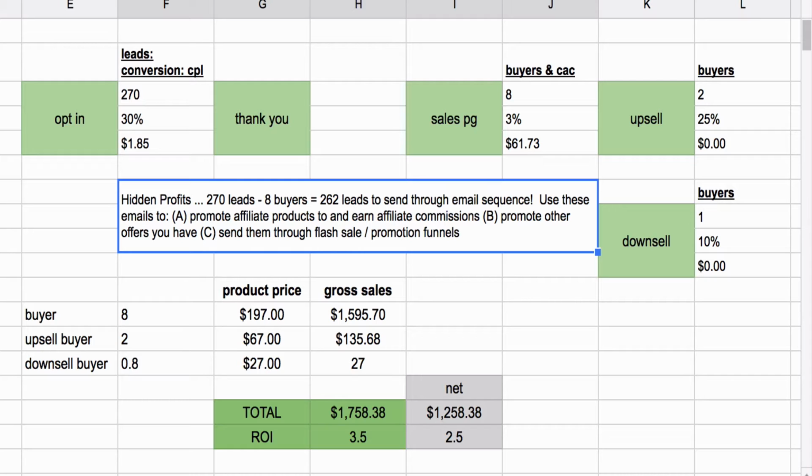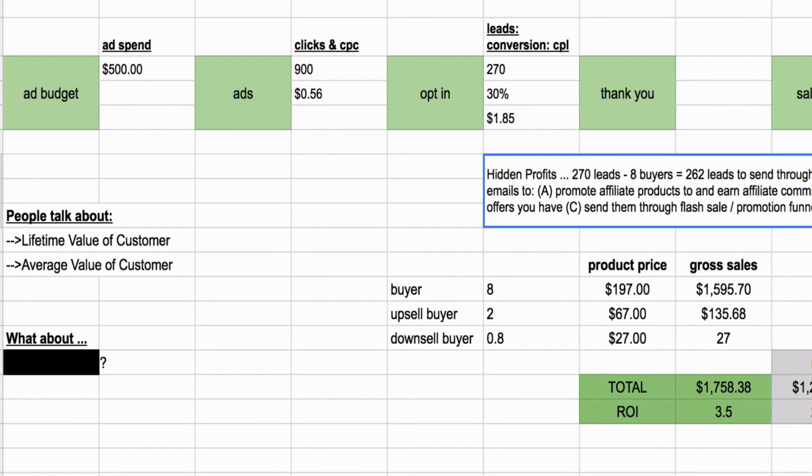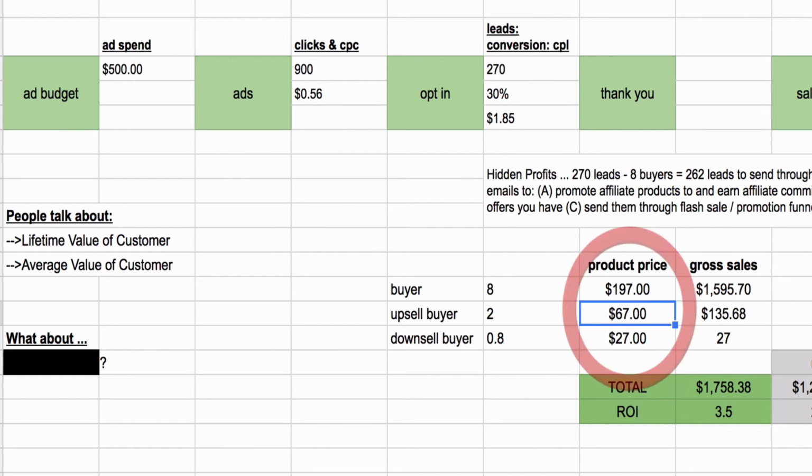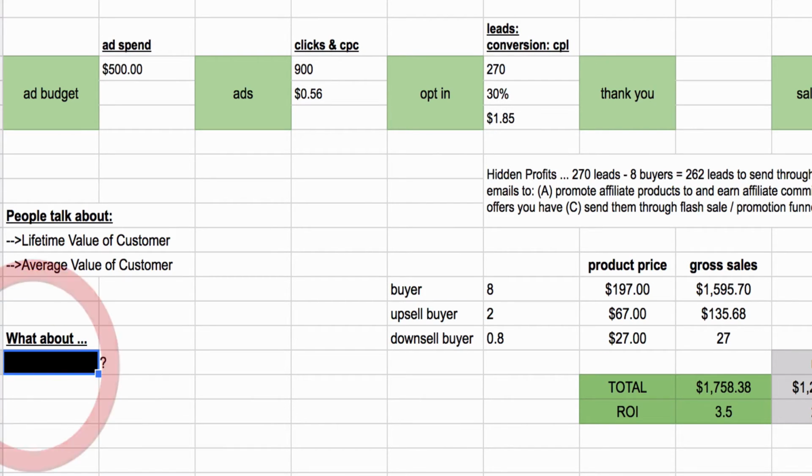And lastly, I just want to point out something. Most people are talking about lifetime value of a customer or average value of a customer, right? And again, that would be these numbers and any additional money. It might be these numbers totaled up. It might be higher if they go on to continue to buy other products. But one thing I don't hear people talking so much about is over here would be the funnel value. What's the value of the funnel?